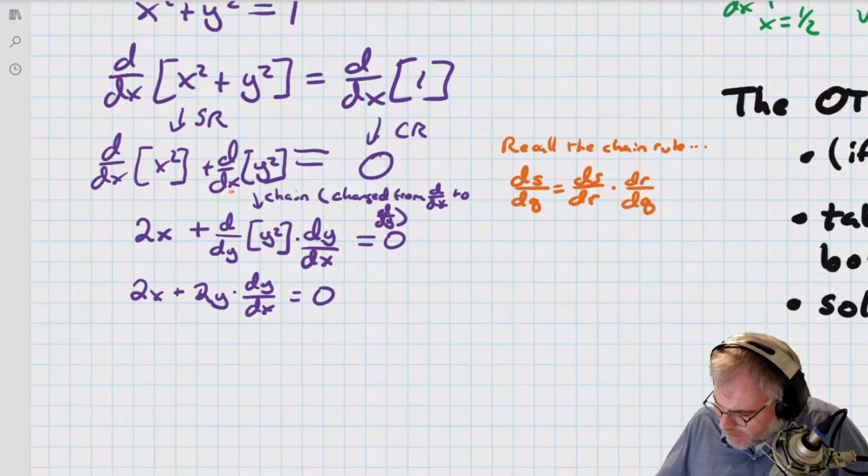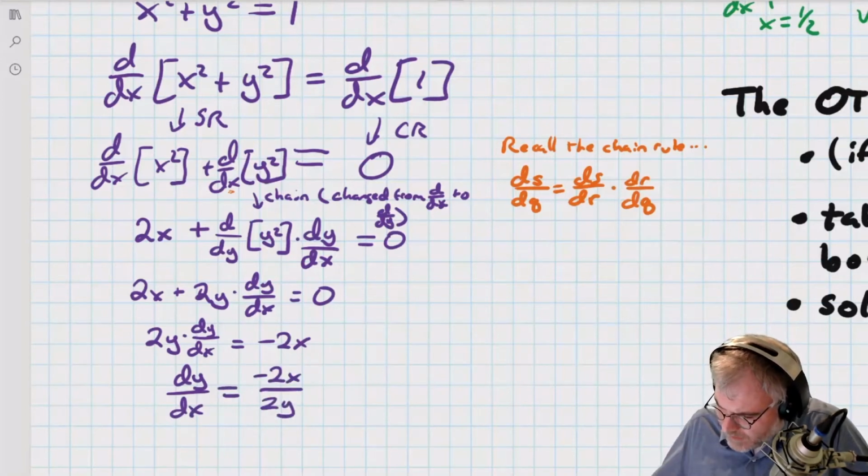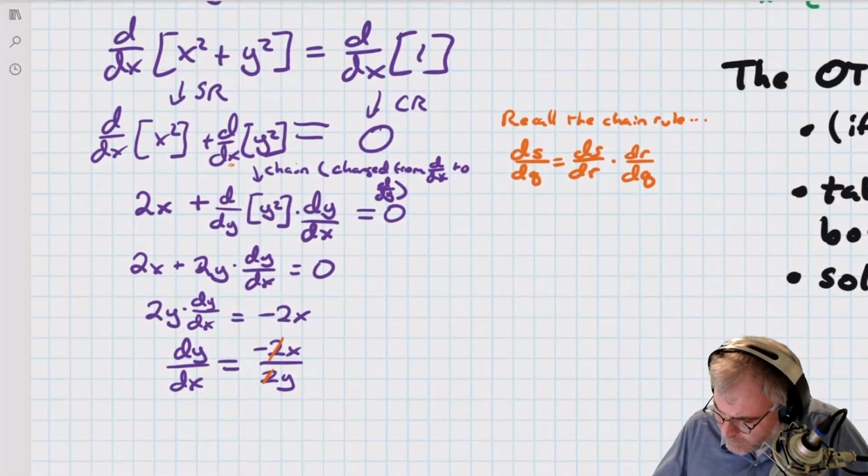And now I do a little algebra. I'm going to solve for that dy over dx. So I'm going to move it over here, and I'm going to wind up with 2y times dy over dx equals negative 2x. Divide both sides by the 2y, and I wind up with dy over dx equals negative 2x over 2y. The two 2's cancel. And my final answer is negative x over y.